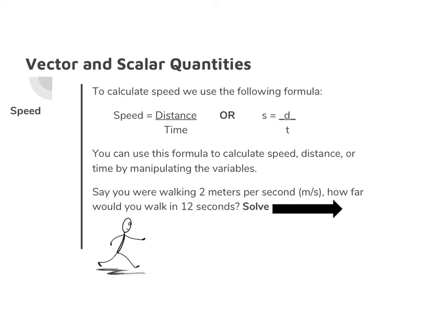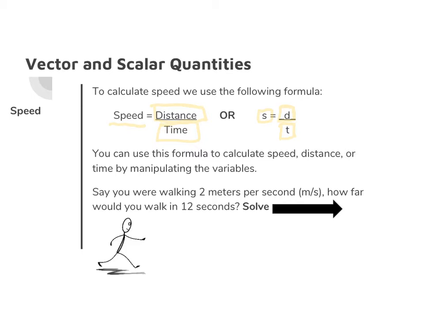So now more on speed. To calculate speed, and we will often calculate speed in physics, we use the following formula. We use the formula of speed is equal to distance over time, or shortened, S for speed is equal to d for distance or displacement over t, which is our time variable. And you can use this formula to calculate speed, distance, or time by manipulating the variables.